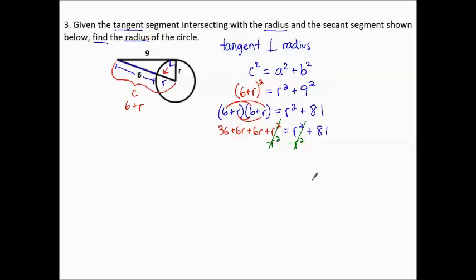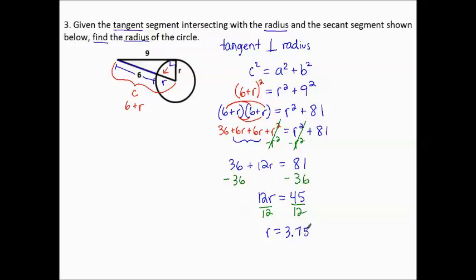Luckily, it goes to 0 on both sides. No more r squareds. We can combine these like terms to 12r. So I have 36 plus 12r equals 81. Here's the r. I want it by itself, so minus 36 from both sides. Left over with 12r equals 45. Divide by 12. R equals 3.75. Exactly.